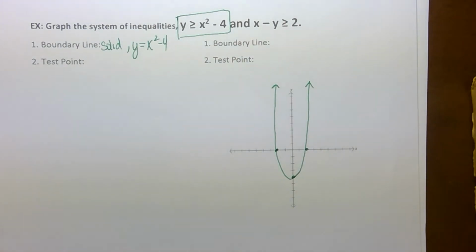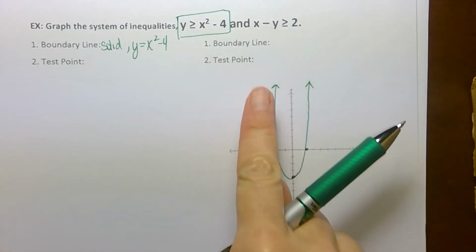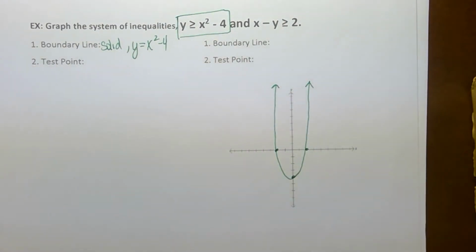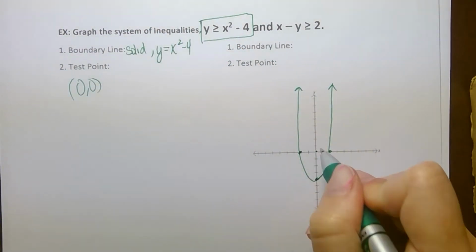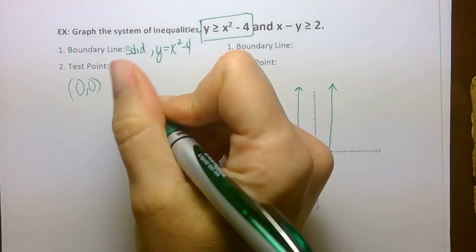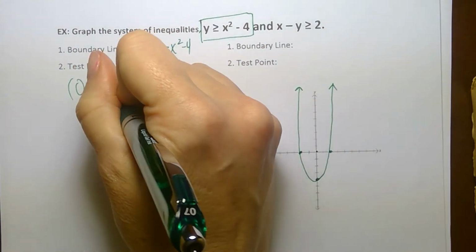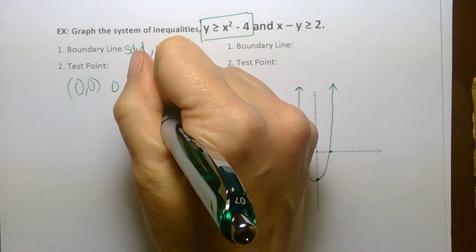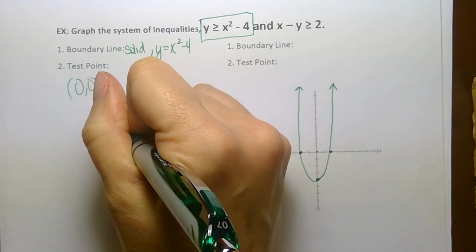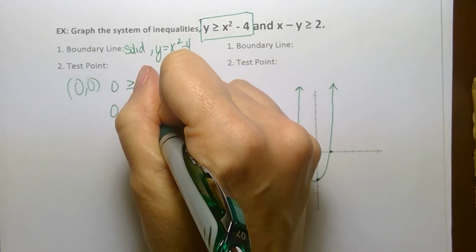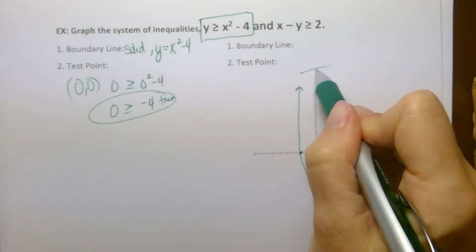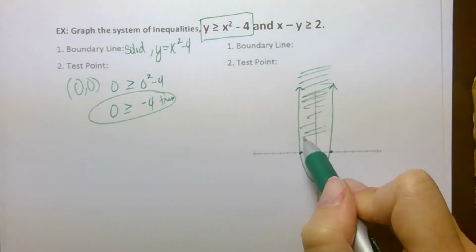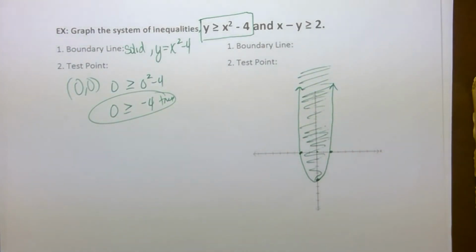I still need to know where I'm going to shade. Do I shade inside the parabola or do I shade outside the parabola? I can test the origin because it's not on my boundaries. So if I plug in 0, 0, I would have 0 greater than or equal to 0 squared minus 4, which is 0 is greater than or equal to negative 4. That is a true statement. So I shade inside the parabola for this first inequality symbol.